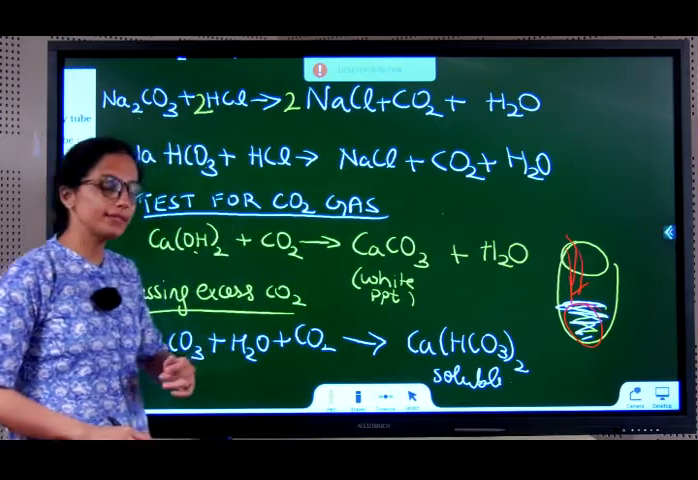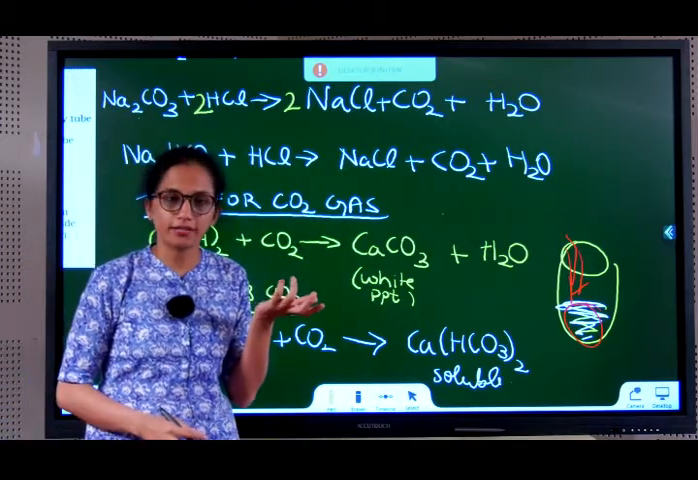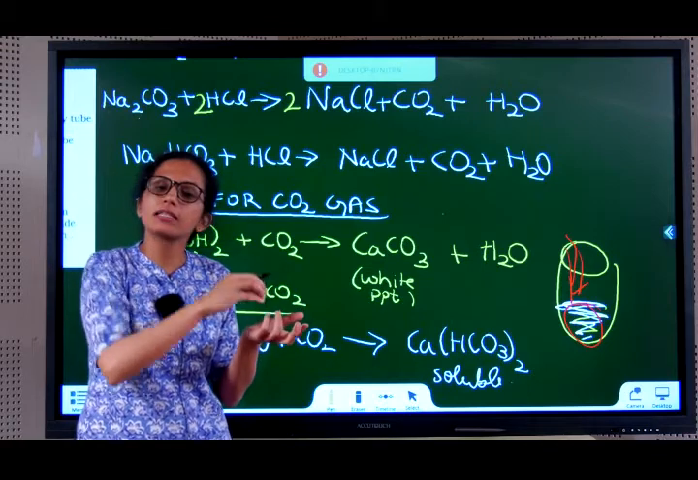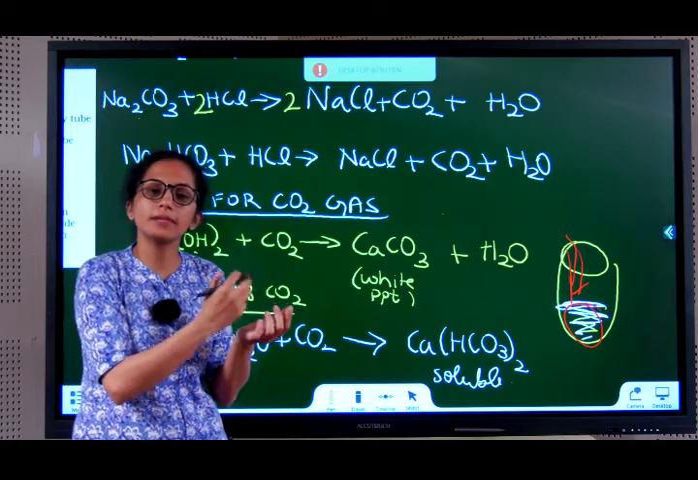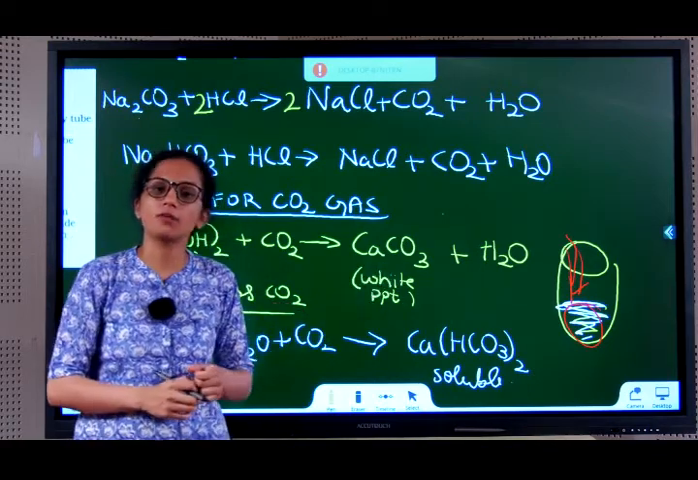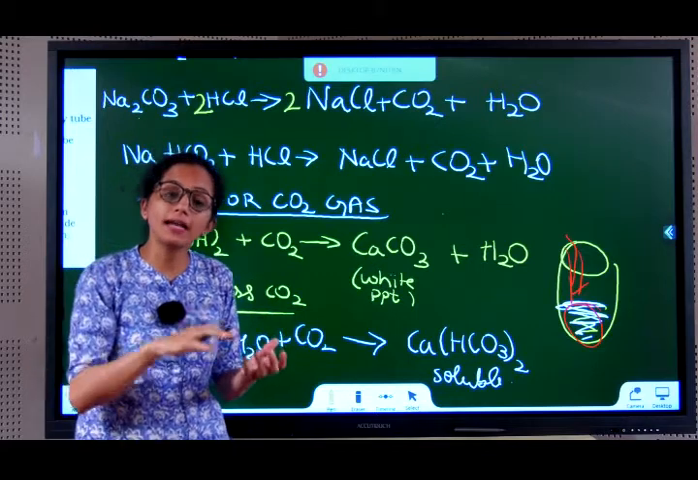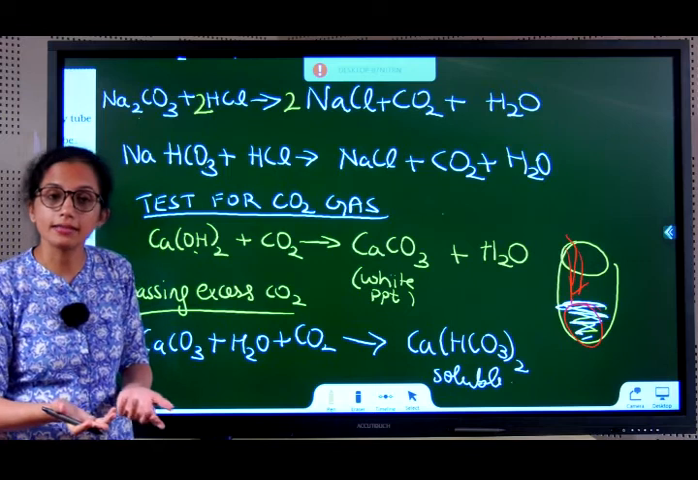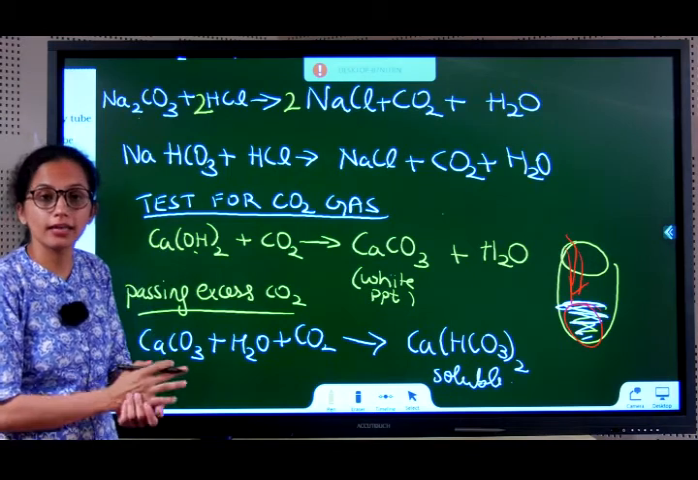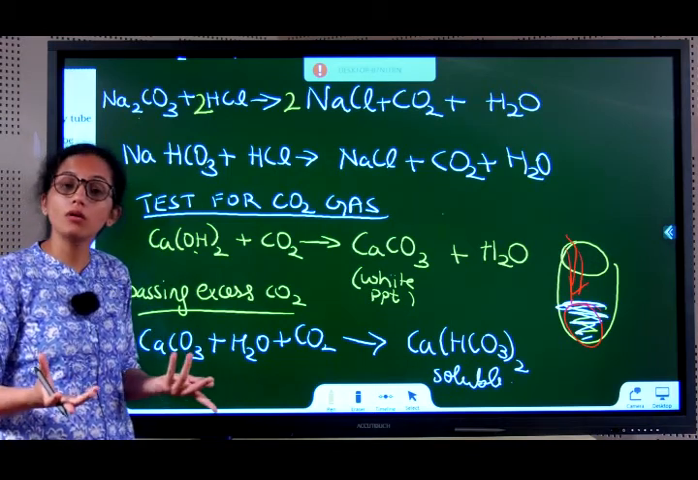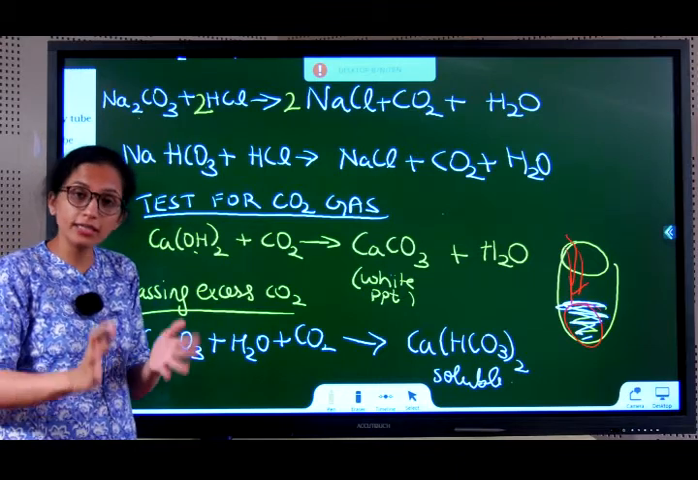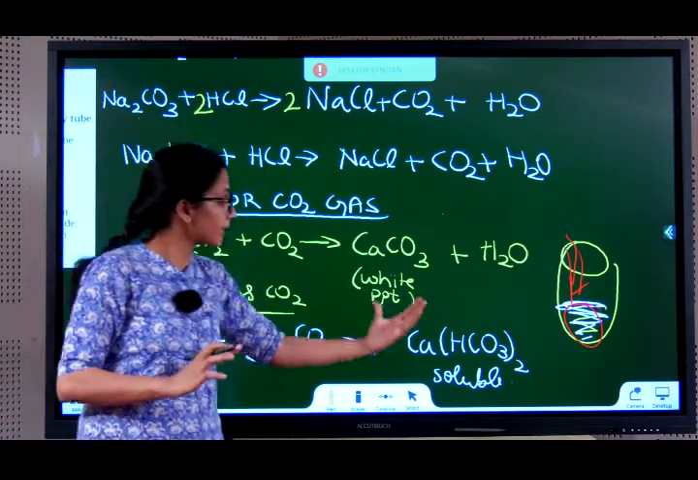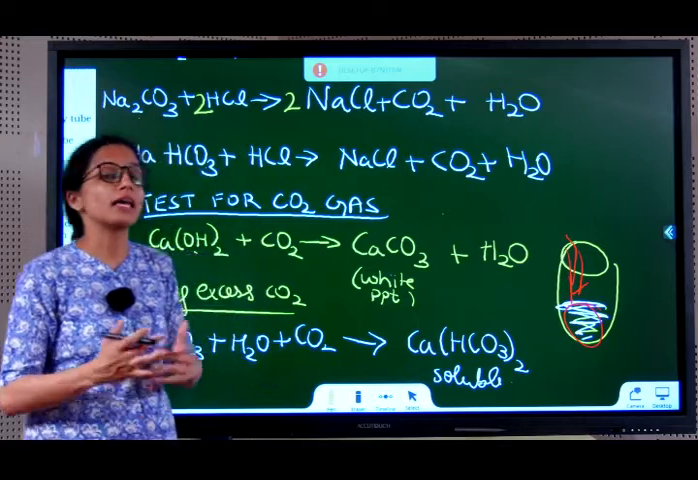So what happens? I have taken calcium hydroxide, colorless, I passed CO2 in it. The solution turned milky due to the formation of calcium carbonate. I continue to pass excess CO2. Now the solution is back to being colorless. It is a clear solution again. There is no more white precipitate. How? There is CO2, there is calcium, but there is no calcium carbonate. Calcium hydrogen carbonate forms and it is soluble.